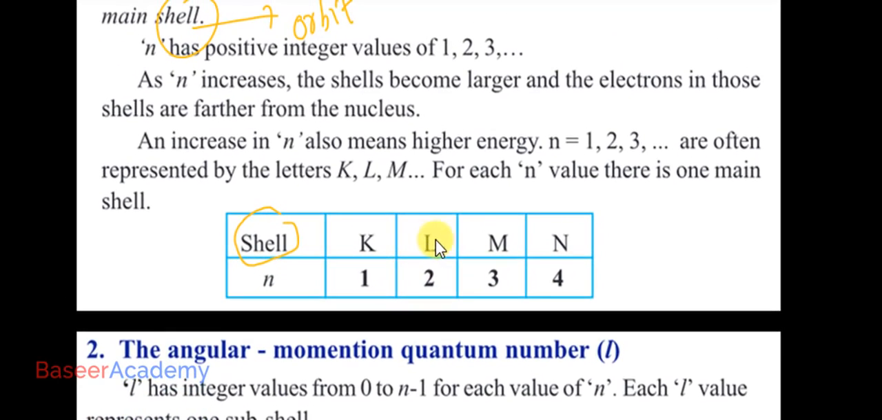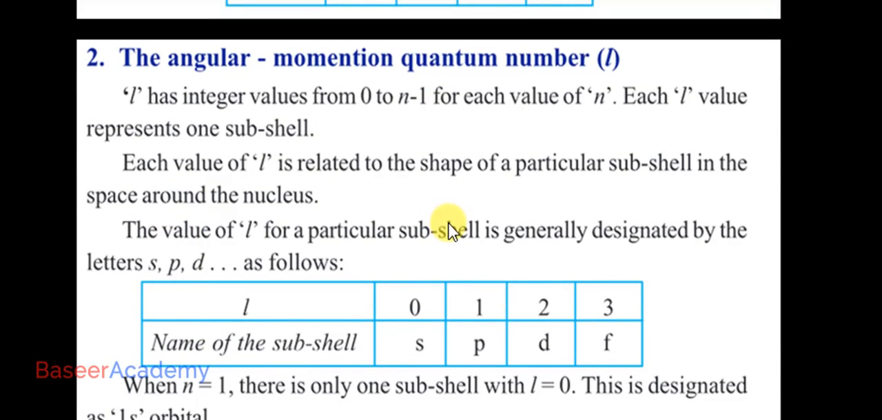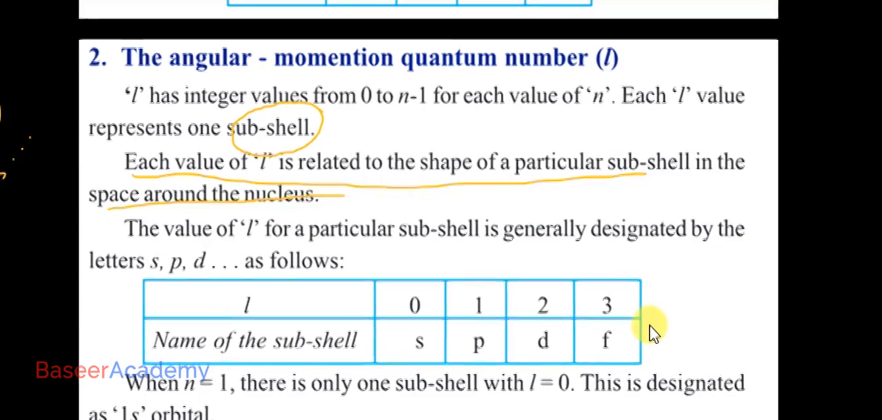And now we'll learn about angular momentum quantum number. Angular momentum quantum number is denoted by lowercase l, and it takes values from 0 to n minus 1. Each l value represents a subshell. Each value of l is related to the shape of a particular subshell in space around the nucleus. If l value is 0, name of the subshell is s. l is equal to 1 means p subshell. l is equal to 2 means d subshell. l is equal to 3 means f subshell.